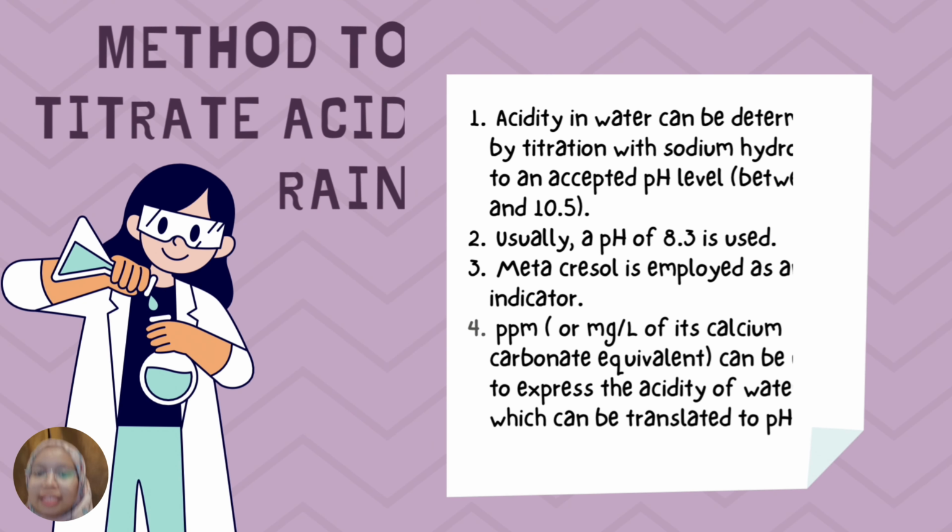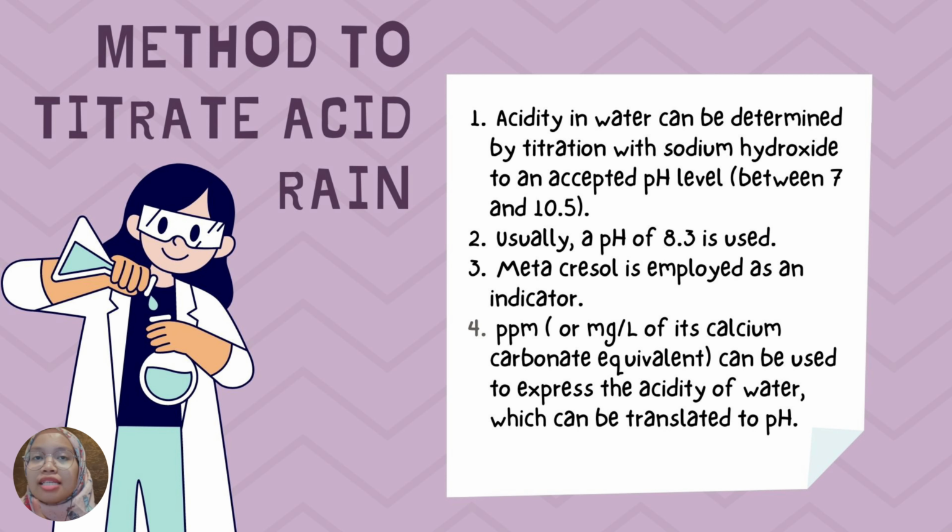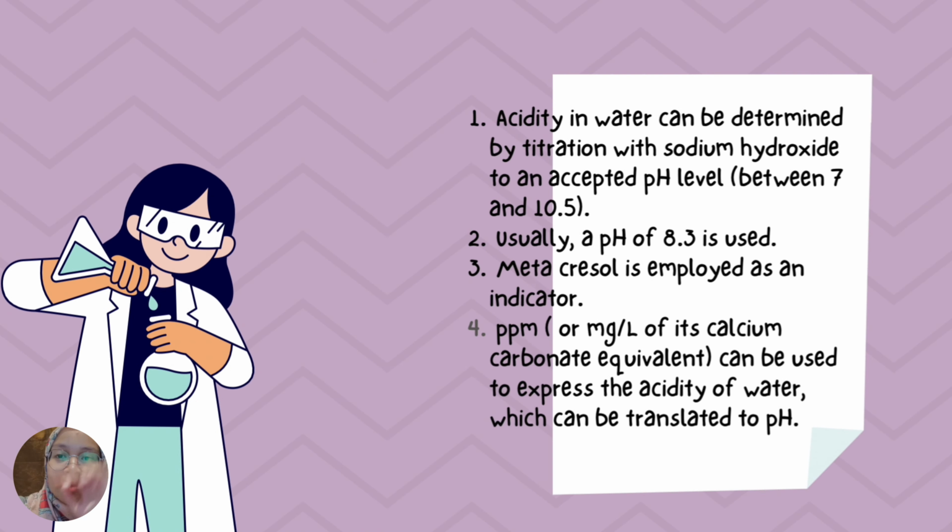As we can see in this slide, this is the method to titrate acid rain. First, acidity in water can be determined by titration with sodium hydroxide to an accepted pH level between 7 and 10.5. Second, usually a pH of 8.3 is used, and metacresol is employed as an indicator. And fourth, ppm of its calcium carbonate equivalent can be used to express the acidity of water, which can be translated to pH.